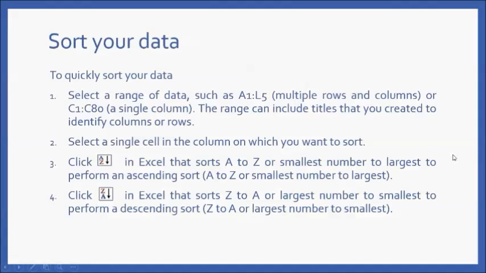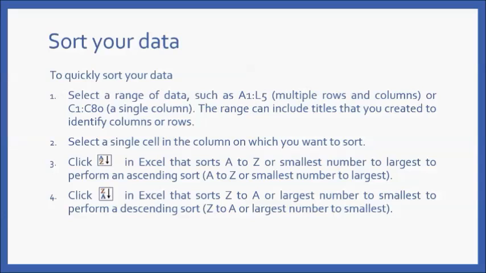So to quickly sort your data, select a range of data such as A1 to L5, multiple rows and columns, or C1 to C80, a single column. The range can include titles that you created to identify columns or rows. Select a single cell in the column on which you want to sort.